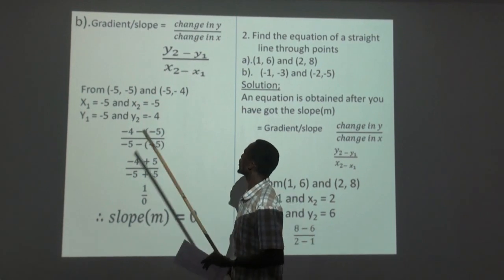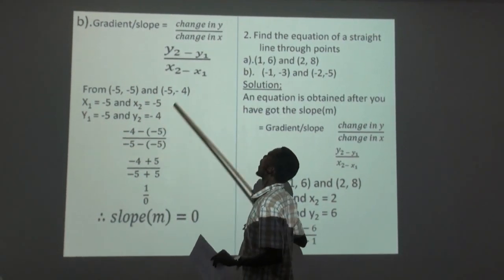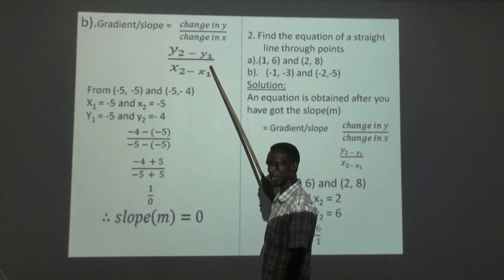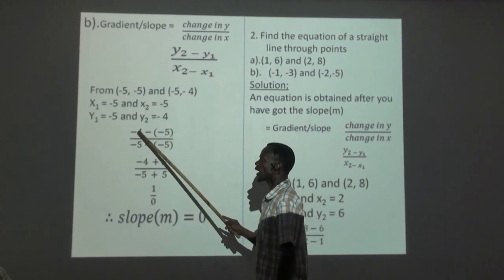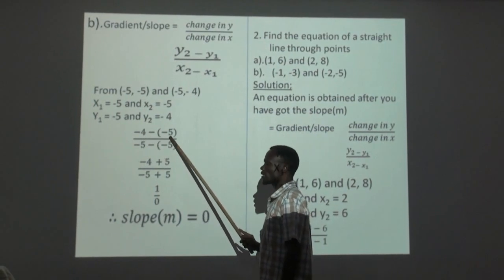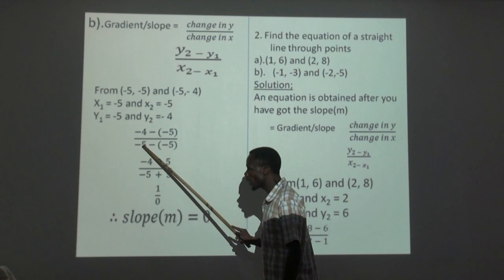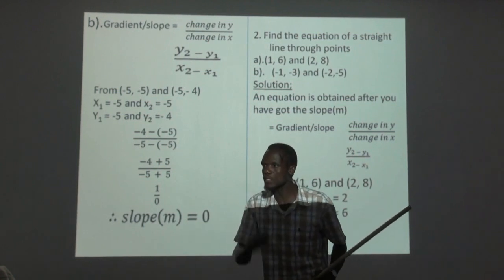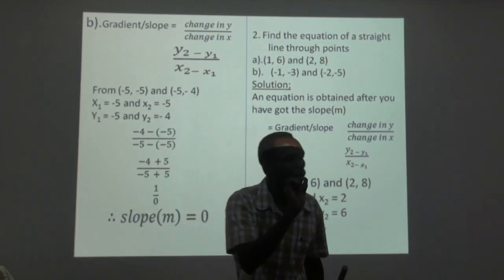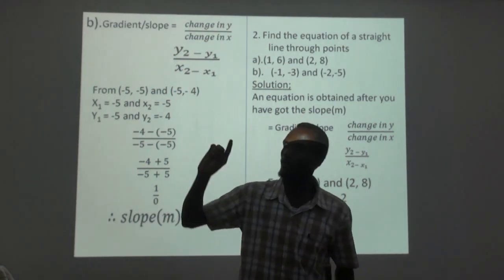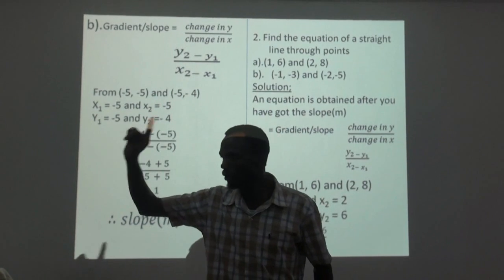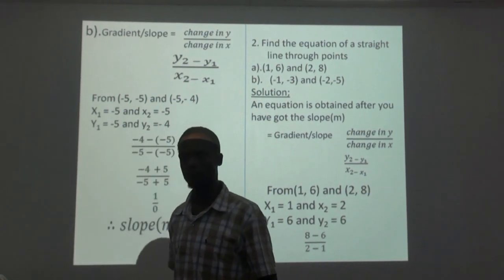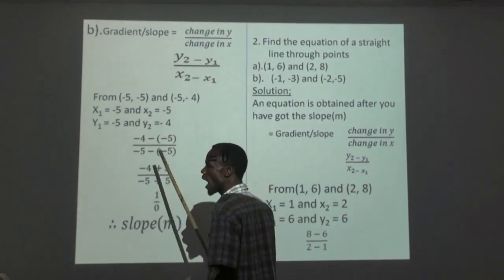If you are finding the gradient, we have to substitute what we've been given into our formula. Lazima tuweke hizi hapa ambazo tumepewa kwenye kanuni yetu. Now, the value of y2 is negative 4 minus negative 5, that is y1. Then the value of x2 is negative 5 minus negative 5. Now, according to mathematical principle, we are supposed to remain with a single sign between two numbers. Tuwekiwe na alama moja. Kama ni kutoa ibaki kutoa. Kama ni kuzidisha ibaki kuzidisha peke yake. Do you understand?